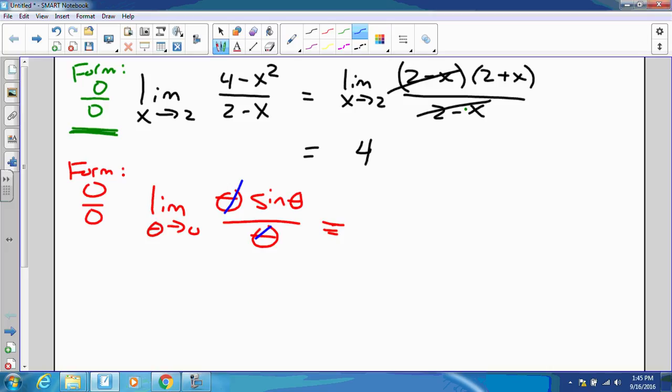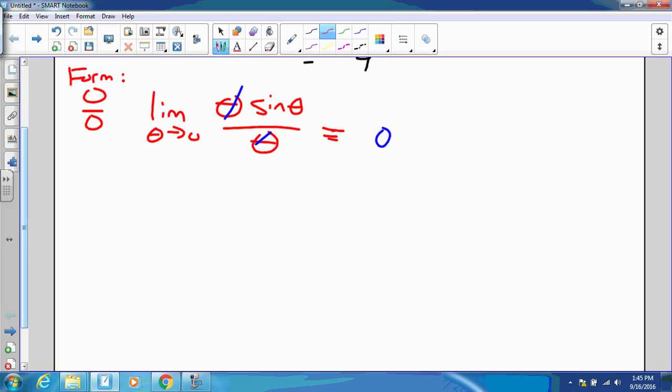I can see that common factor coming a mile away. And so I have the limit as theta goes to 0 of sine theta. Now, sine theta is a continuous function. And so the value of that limit is simply the value of sine of 0, which is 0. And if you doubt that, think about the unit circle. Think about angles that are close to 0. They're going to produce sine values that are close to 0.